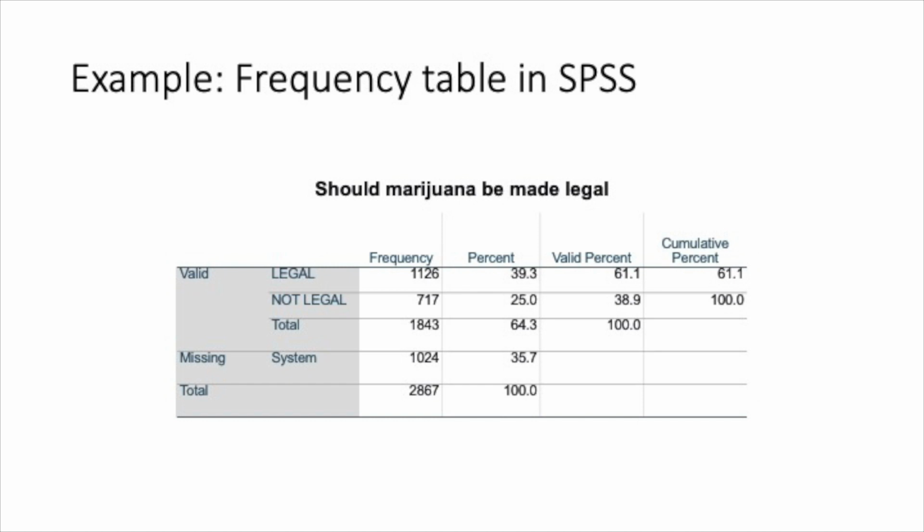What that's doing is just adding up the percentages from the previous rows, so from the row above. So if we had 3 different categories, the first value here for legal would be 61.1, and then let's say we had a second category, maybe legal in some circumstances, then that next cumulative percent would be adding 61.1 plus whatever the percentage is for that under some circumstances category.